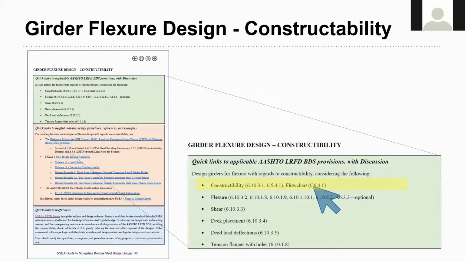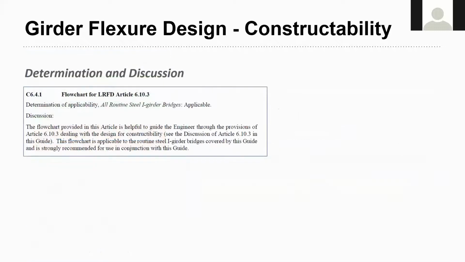What does that mean? Let me go ahead and click on that. It tells me, in the Appendix C of the AASHTO LRFD Bridge Design Spec for Chapter 6, there's a flow chart that goes along with Article 6.10.3. Is this applicable? Yes, it's applicable. And what does the section tell me? Well, it tells me that there is this flow chart with regard to constructability in the AASHTO LRFD Bridge Design Spec. And it tells me the flow chart is applicable to the routine steel I-girder bridges covered by this guide and is strongly recommended for use in conjunction with this guide. Well, strongly recommended means I should probably go take a look at it.